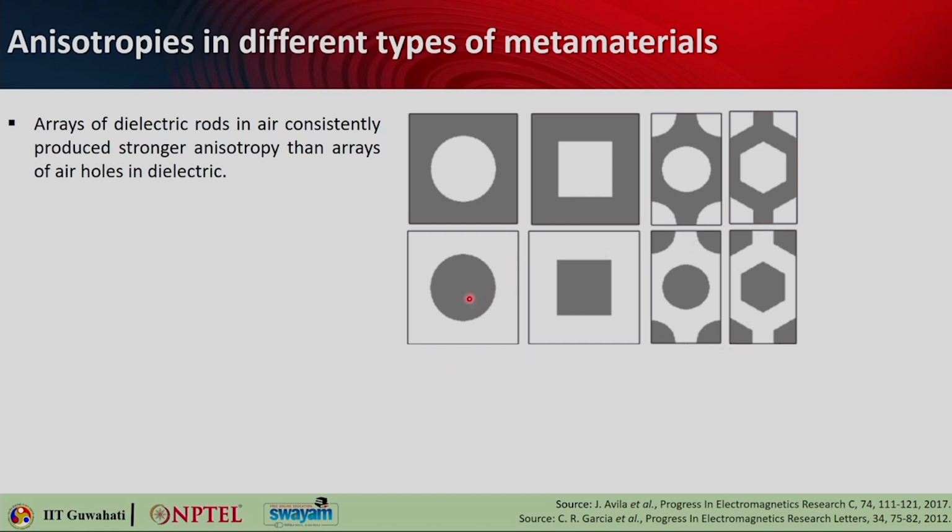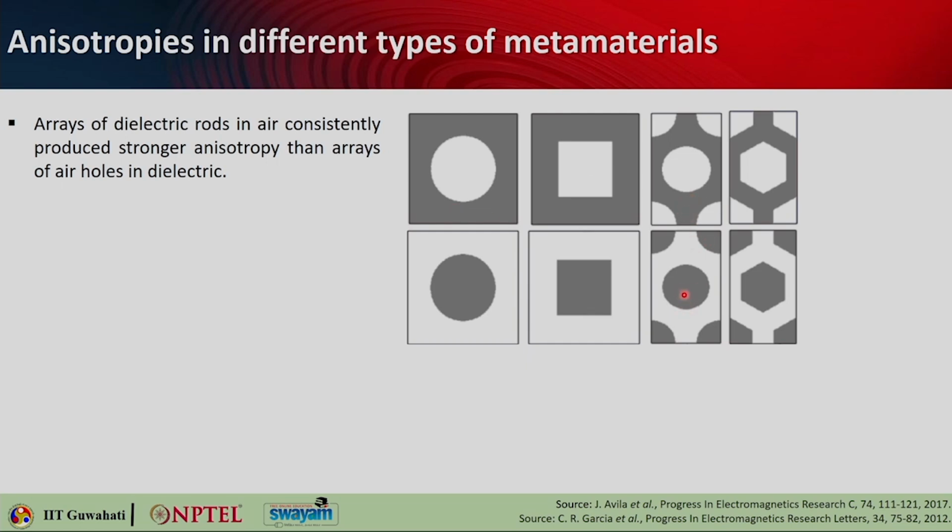So, the gray one shows the material, the white one shows air. This is basically a cylindrical rod you can think of, and this is a cylindrical hole. This is a square rod, this is a square hole. These will repeat in a square lattice, whereas you can similarly have this one.